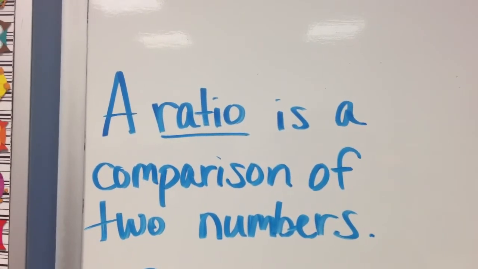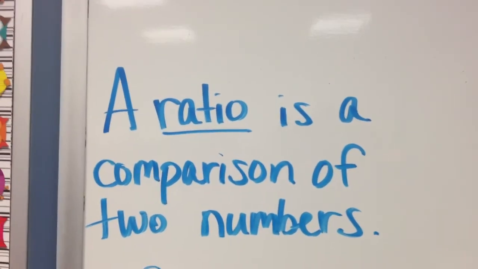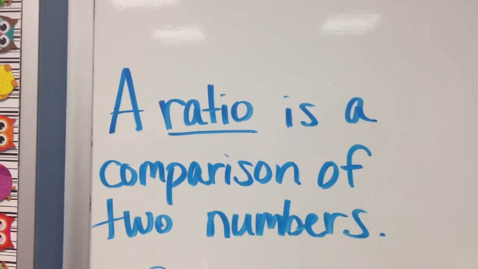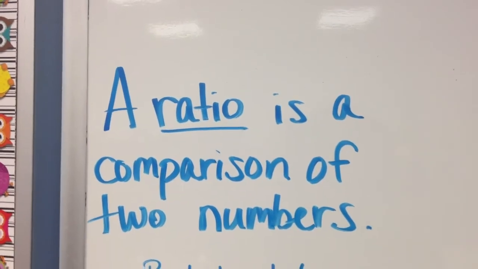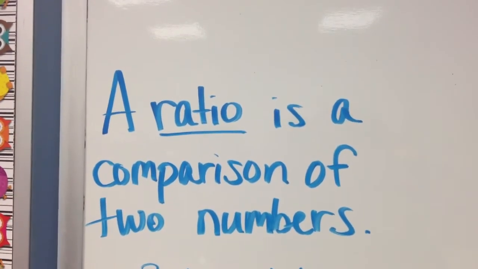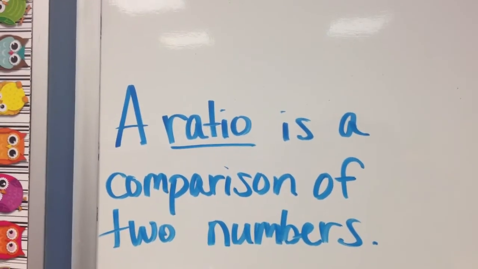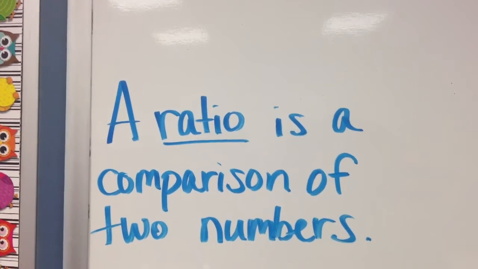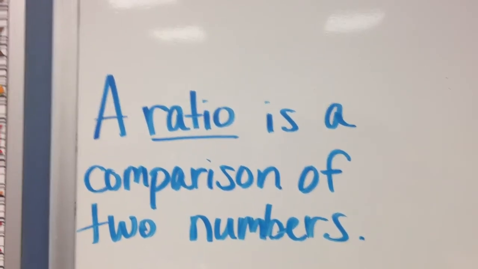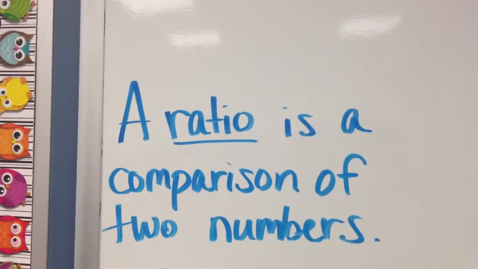A ratio is a comparison of two numbers. So we could compare things like the number of boys to the number of girls in a classroom or in our whole school. We could compare one group of students, like the girls in the class, to the total number of students we have in the whole class.